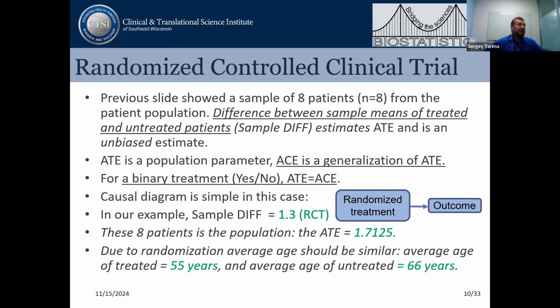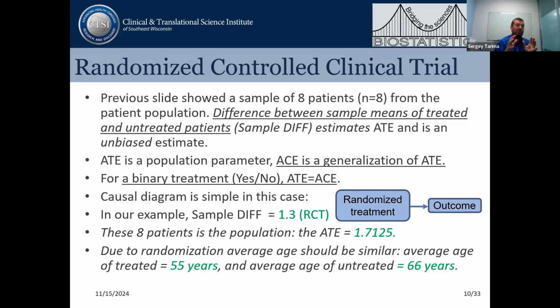How can treatment effect be evaluated? Typically, in many cases, we just consider the sample average in the treated group and the sample average in the untreated group, and we consider the difference between these two sample averages. We will refer to it as the sample difference for simplicity. The sample difference estimates our unknown average treatment effect.